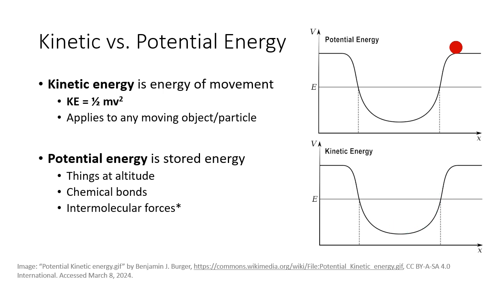Classic examples include things at altitude, for example, a ball on an incline, books on a high bookshelf, or paint cans on ladders. It can also refer to energy stored in chemical bonds. All matter that has bonds contains potential energy. And finally, intermolecular forces can have potential energy.